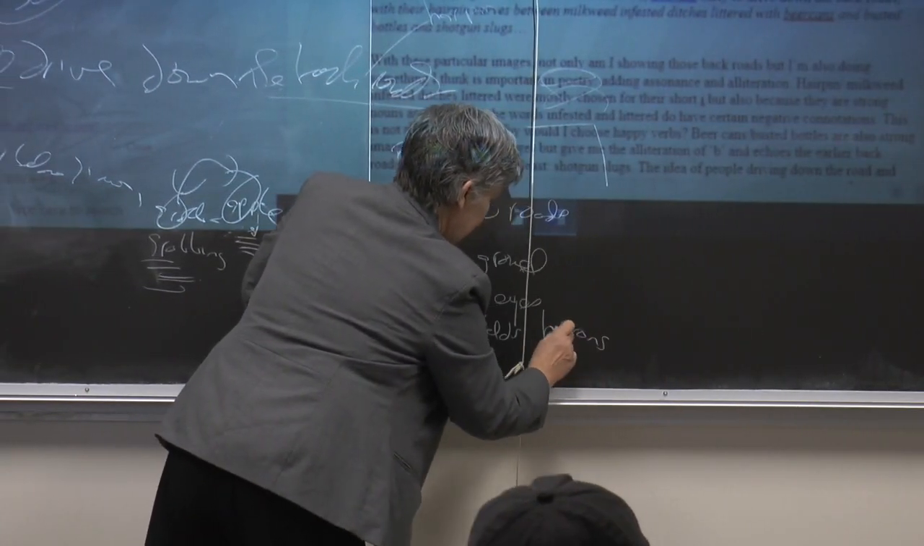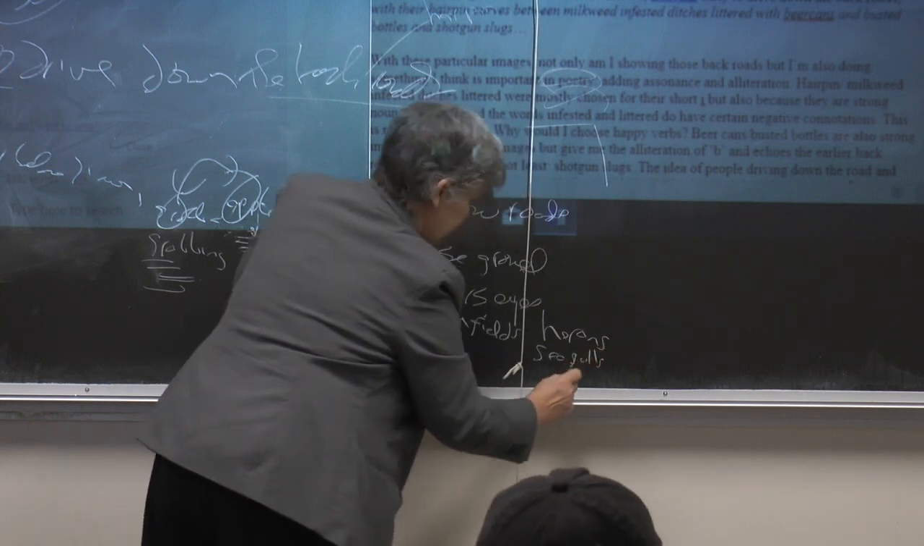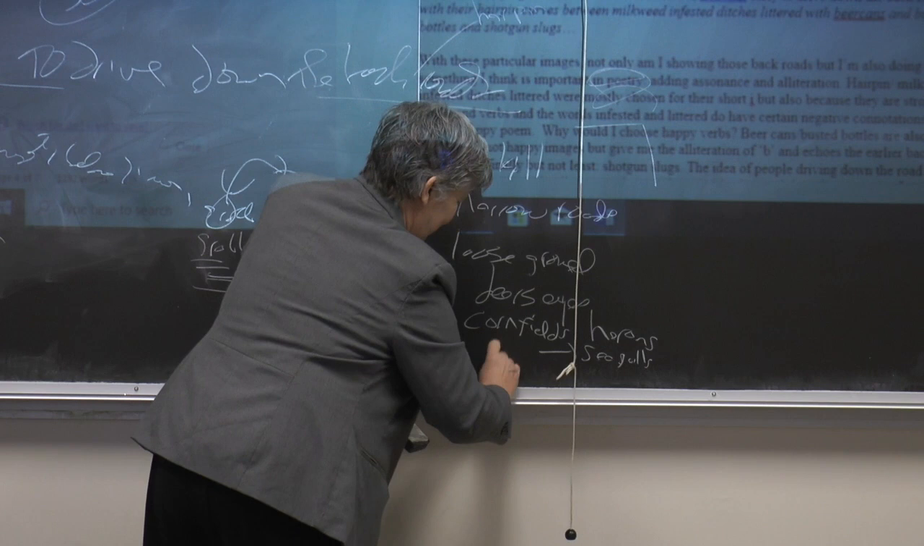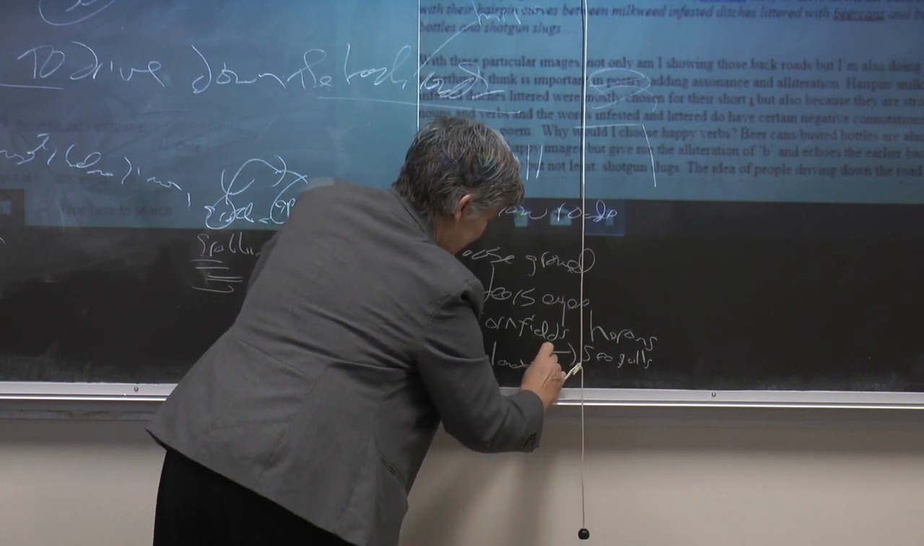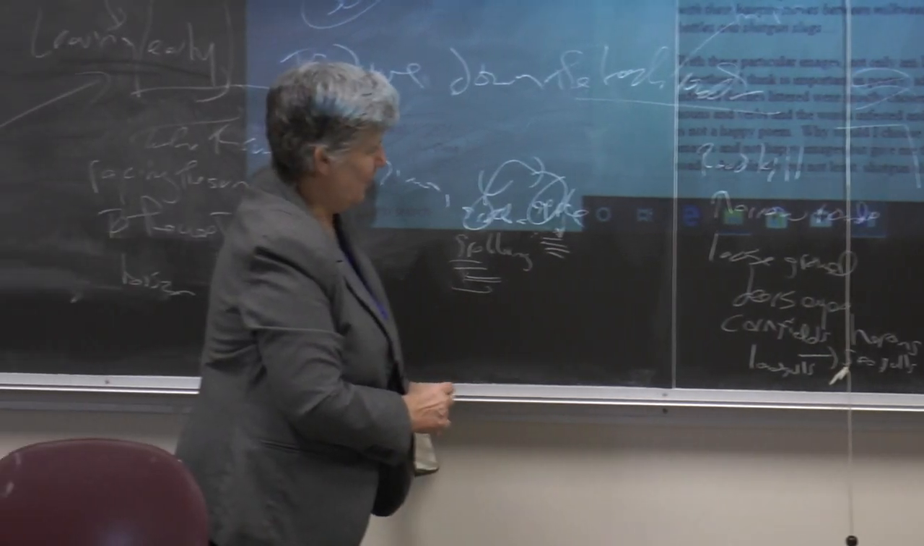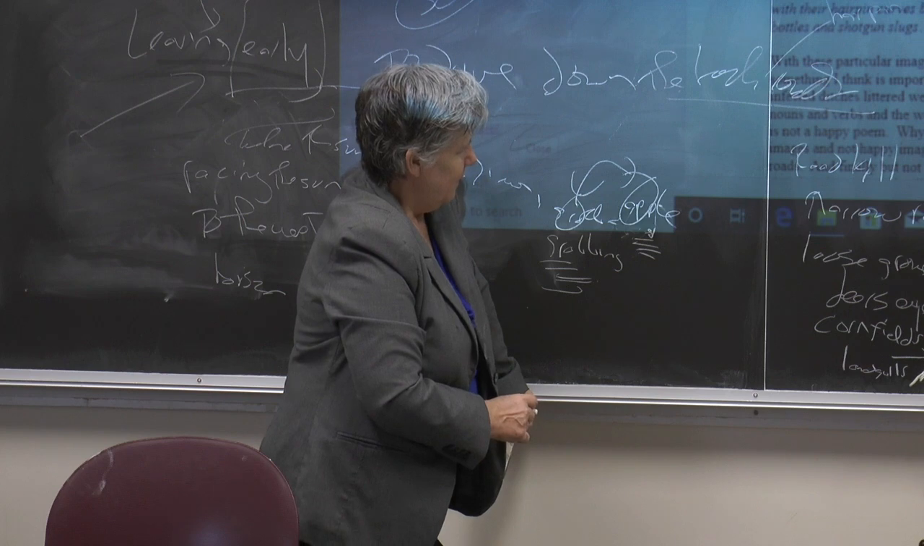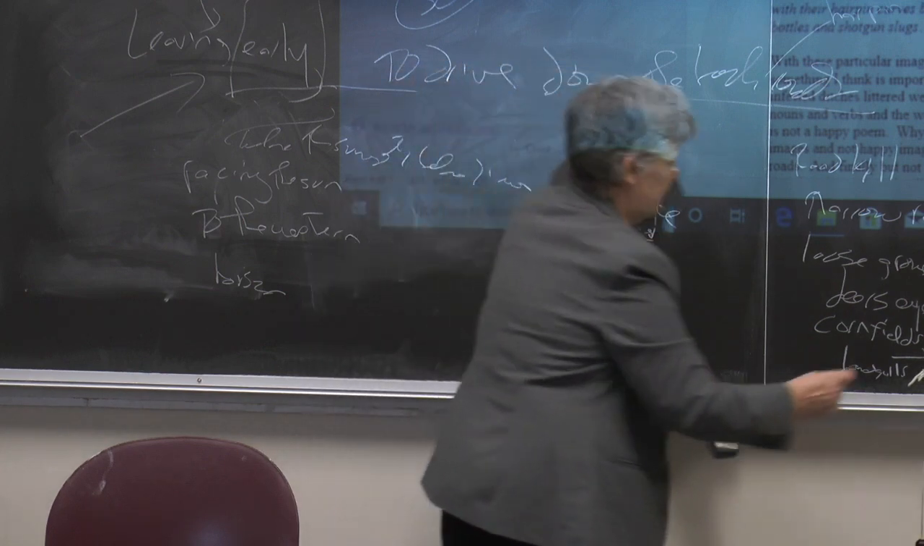Land gulls. We got land gulls. And I've been seeing a lot of seagulls lately. What's going on with that? We got land gulls. Okay, so land gulls. Is that what your grandpa calls them? No, that's just what my friend calls them. Oh, okay. So land gulls, because they are quite a ways from the sea. Loose gravel, deer's eyes glinting.